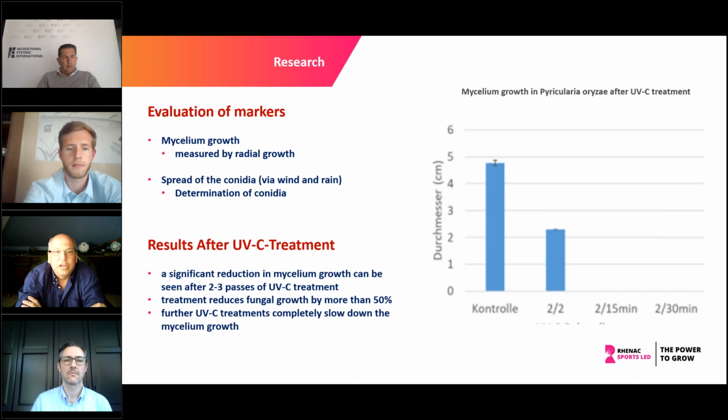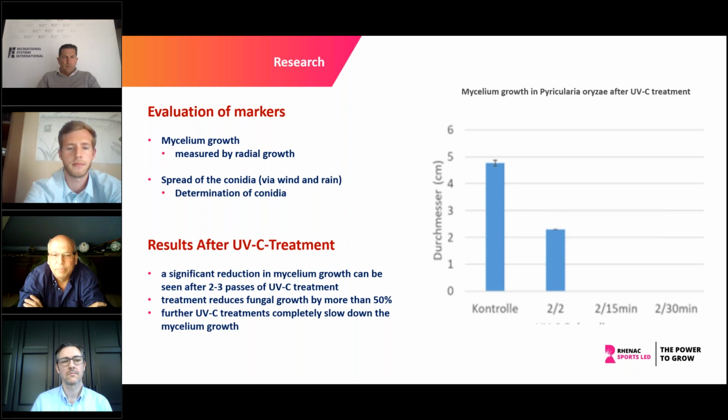So what do we check? We check the growth of the mycelium in the lab in so-called Petri dishes. We had a certain diameter of fungus in the Petri dish, and we measured it before and after the treatment, and also the spread of the spores, which typically happens through wind or rain or cross-contamination, as we said before. The results after this UV-C treatment showed a significant reduction in mycelium growth that you can already see after 2 or 3 passes with the treatment.